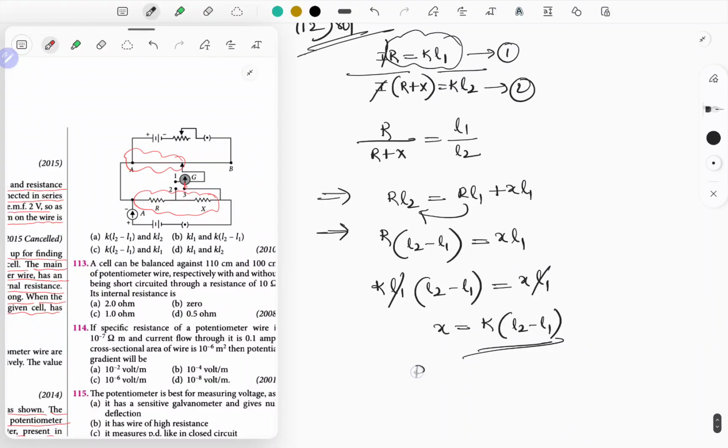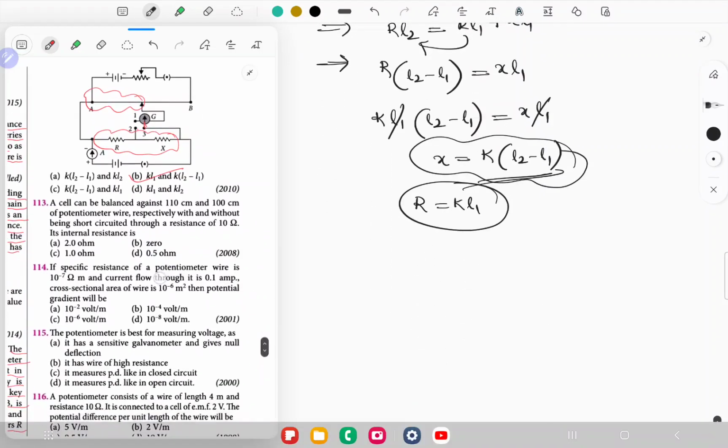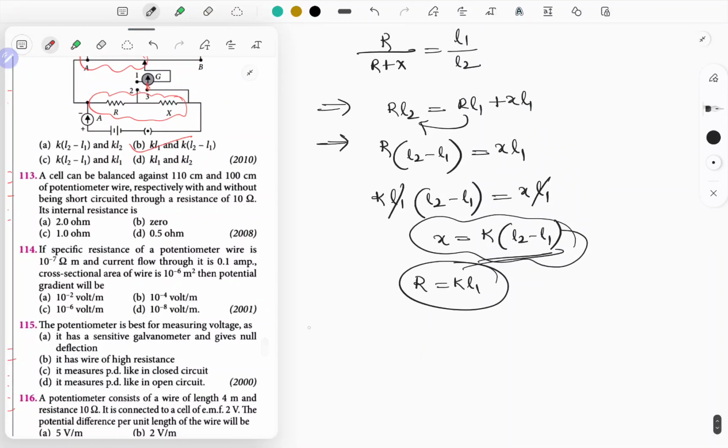Then R is equal to K times of L1. So which option matches here? Option B is the correct answer for question number 112. Understood? Okay. Next, question number 113.